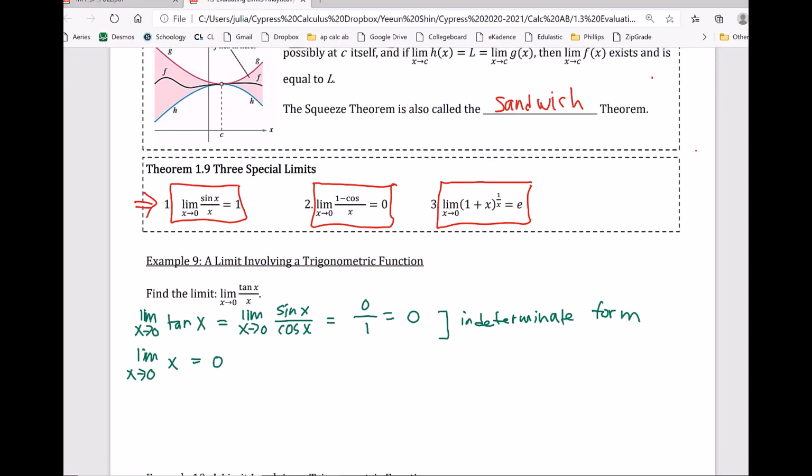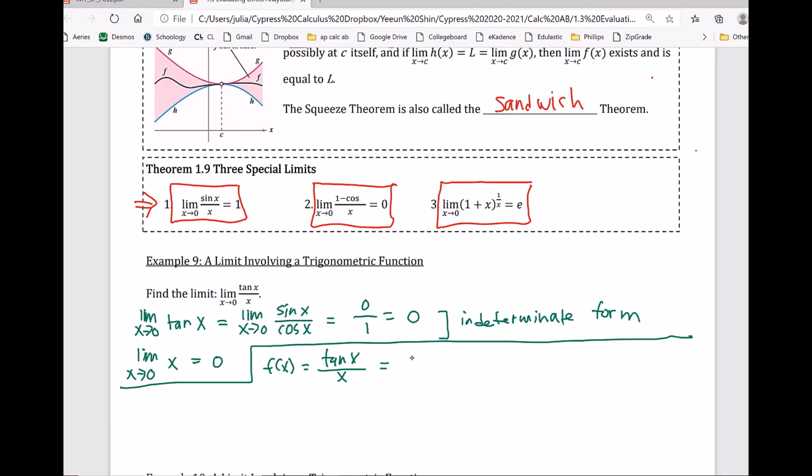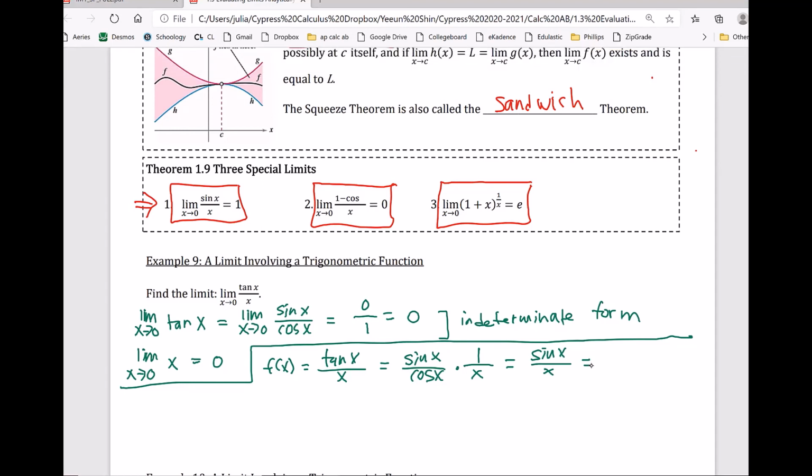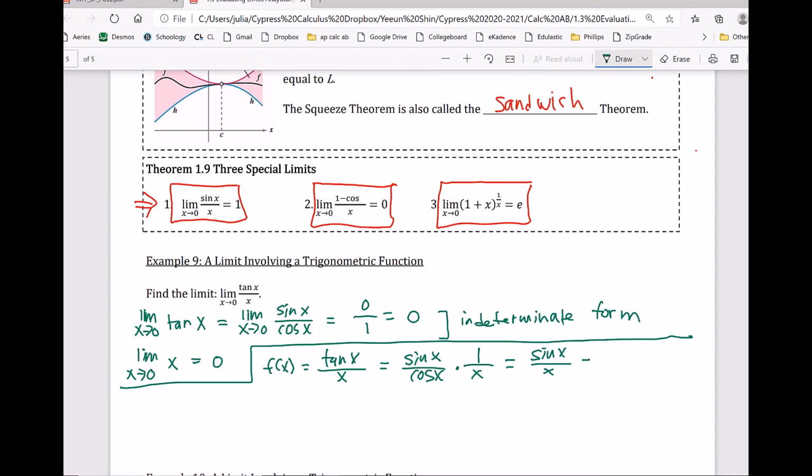Alrighty. Okay, so in order for us to work this out, start with the new space. Let's define our function. And in fact, what I want to do is separate the sine and cosine from the tangent. So maybe I will write it like this first. So that's our tangent times 1 over x. So I'm just going to rearrange things a little bit and write it as sine x over x, times 1 over cosine x.